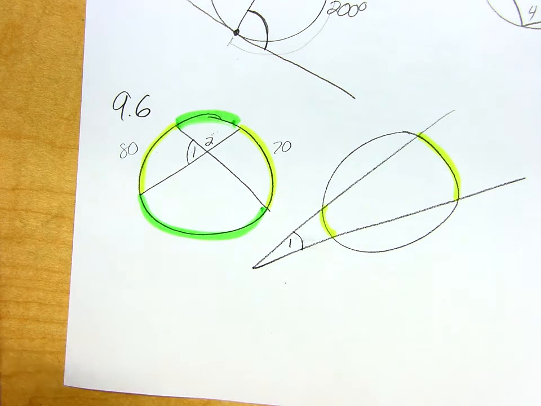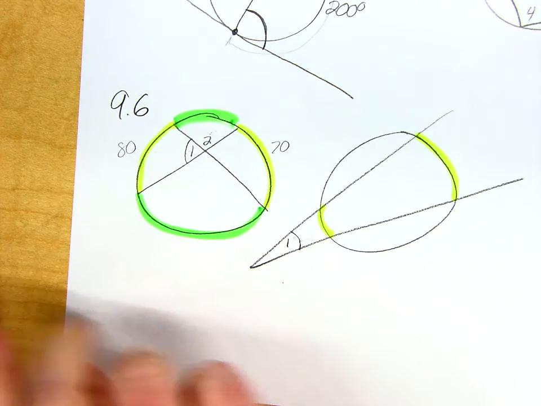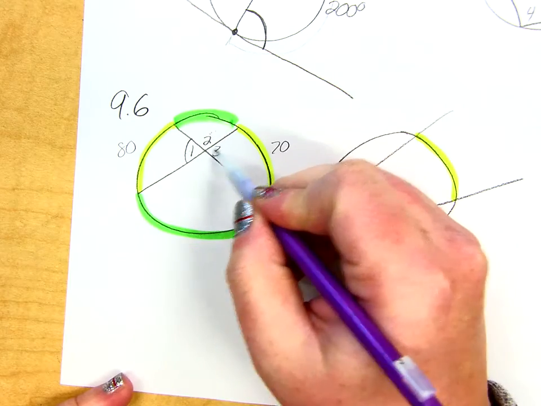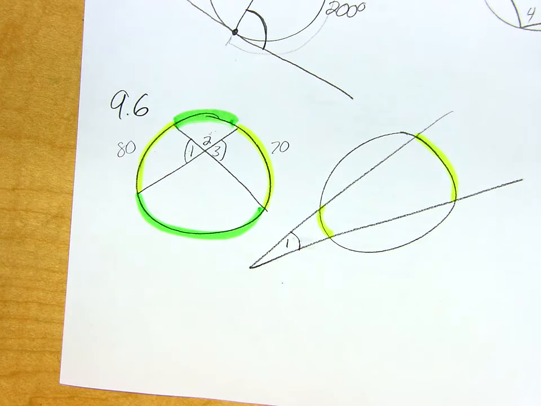But there'd have to be some way to get there. For the first one, wouldn't the two angles, angle 1, be vertical? Yeah, so 1 and 3 are going to be the same as each other. So how come it's 80 and 70? Because they're not central angles.